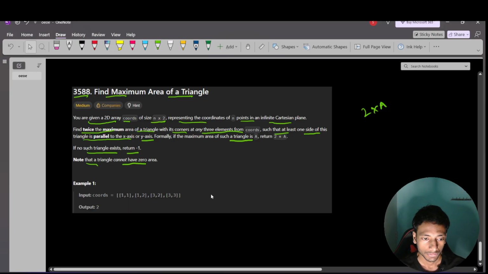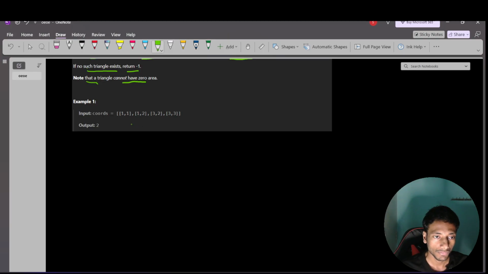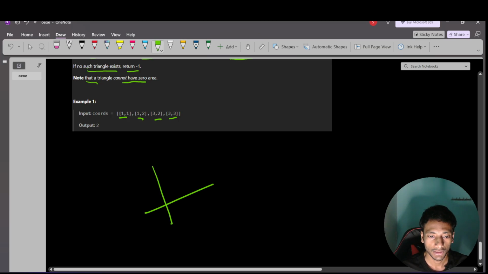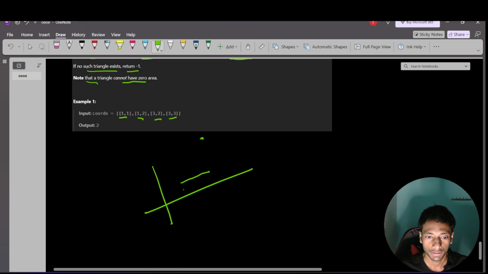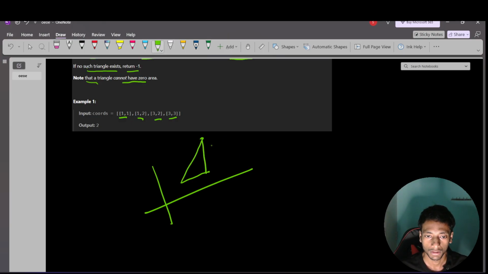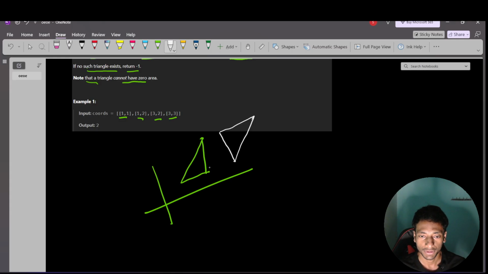Now for this example 1, the points are 1 comma 1, 1 comma 2, 3 comma 2, 3 comma 3. So our triangle should be parallel to x-axis, something like this, or something like this, or parallel to y-axis, and it can be something like this also. So we have to calculate the area of such kinds of triangles.